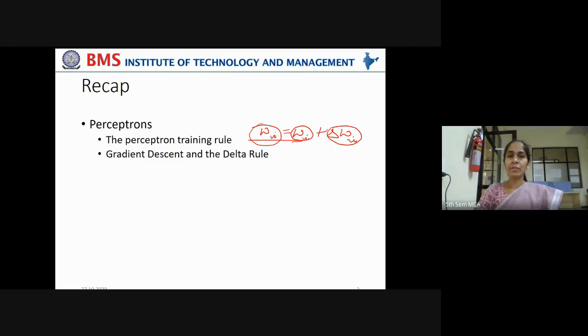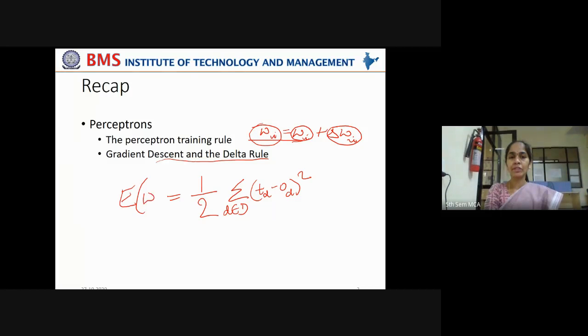And for linearly separable classes, perceptrons use the perceptron training rule, and for non-linearly separable classes, they use gradient descent and the delta rule. For that, we have seen the sum squared error of all the predictions, (td - od) whole square, where d is every training example, and add up all of them and multiply by half. That is the error measure on the vector W, right? This is the gradient descent and the delta rule. This is used to measure the error in non-linearly separable problems.